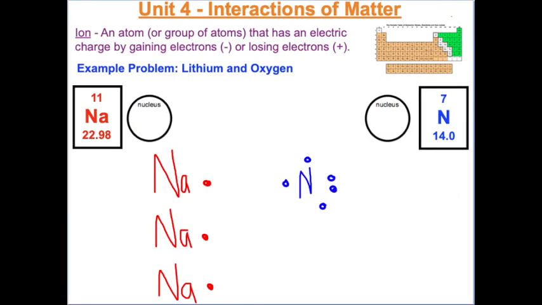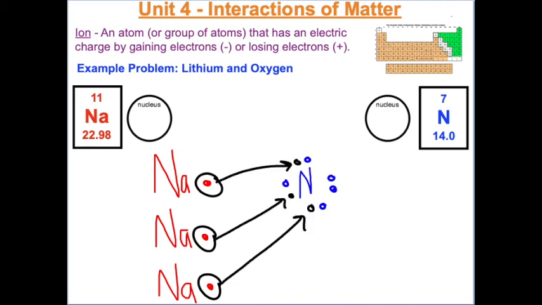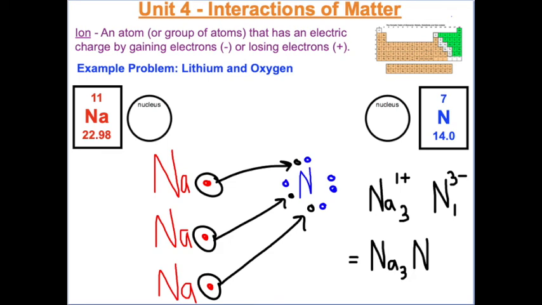Here is sodium and nitrogen. Sodium has 1 valence electron, nitrogen has 5. Each sodium needs to get rid of 1, the nitrogen needs to take in 3. Each of the 3 sodiums and the 1 nitrogen all have full outermost shells now. There are 3 sodiums, each with a 1 plus charge, and 1 nitrogen with a 3 minus charge. The 3 1 pluses cancel out the 1 3 minus, and we write it as Na3N.